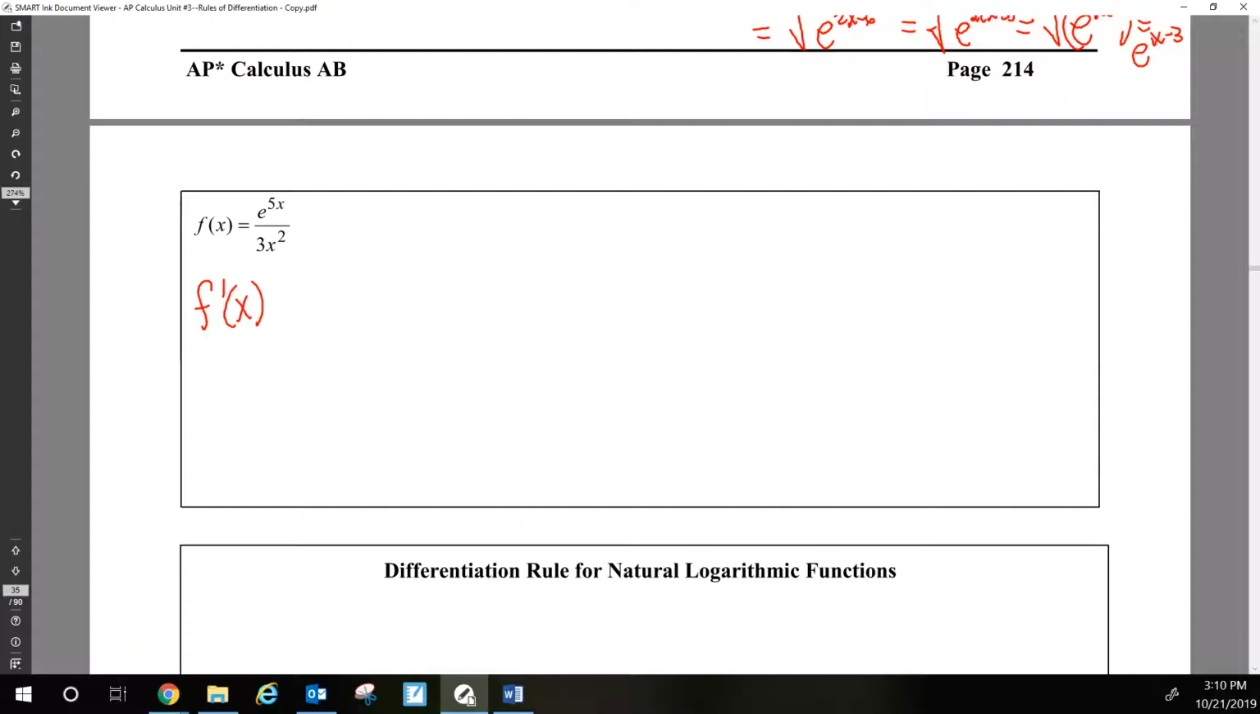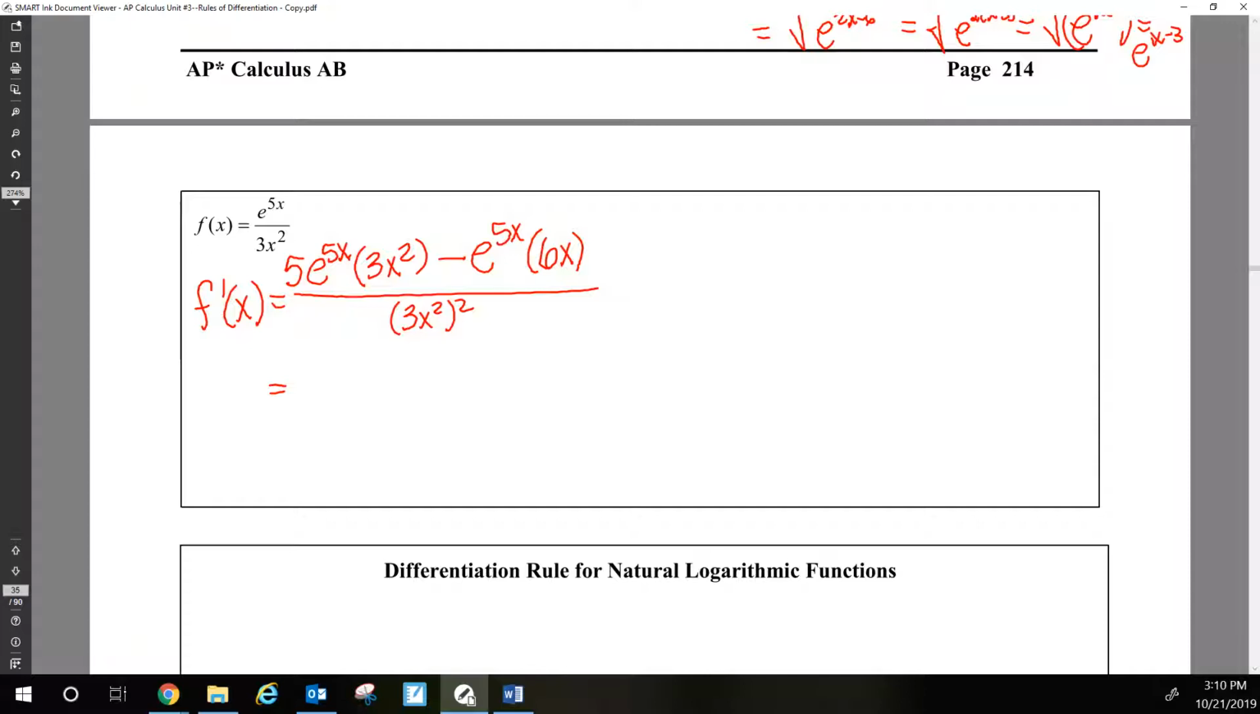All right, so our derivative is going to be the derivative of the top. So this is going to be e to the 5x times the derivative of the top, which is 5, but I'm going to write it out front, times the bottom. So again, derivative of the top times the bottom minus the top times the derivative of the bottom. What's the derivative of 3x squared? That would be 6x. All over the bottom squared.